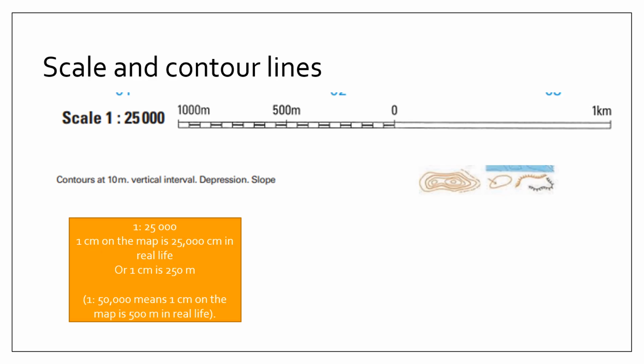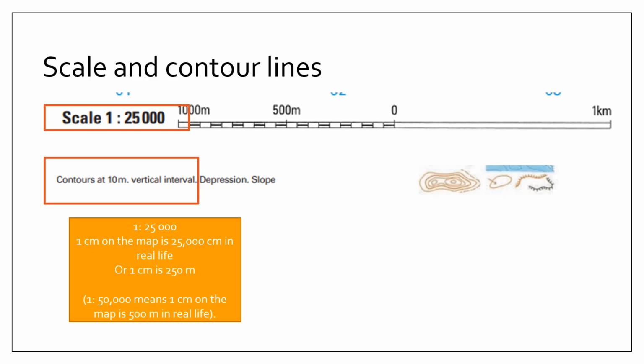Now once you've got that and you've highlighted it, and you've maybe written down that 1 centimetre is 250 metres, you also need to highlight and find out the contour line interval. And that's really important when it comes to doing things like finding out the difference in heights, describing the relief, or drawing a cross-section. In this case, the contours are 10 metres. So those 2 things highlighted in red are the things you need to find out.